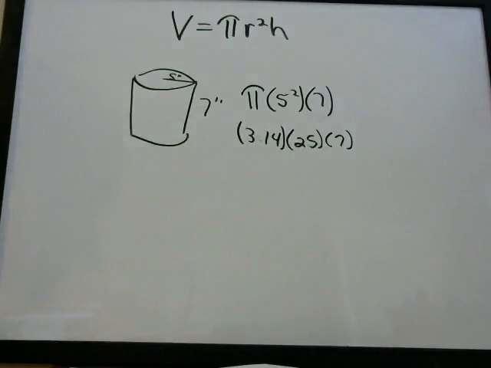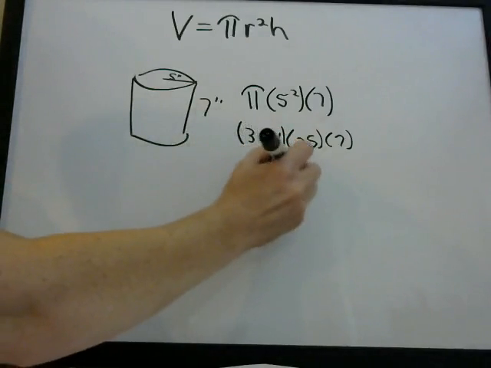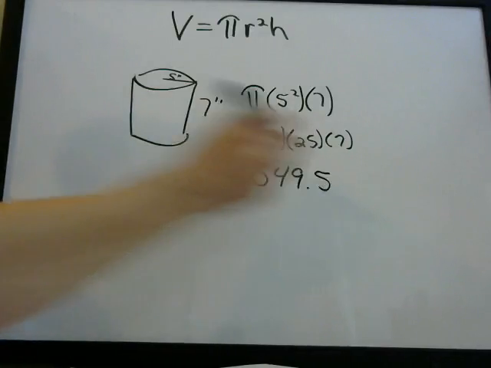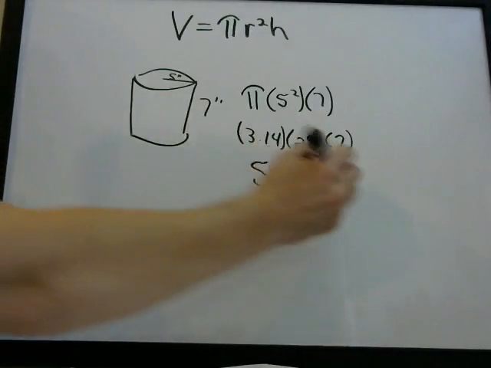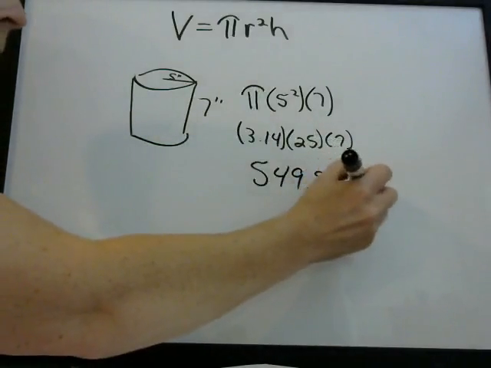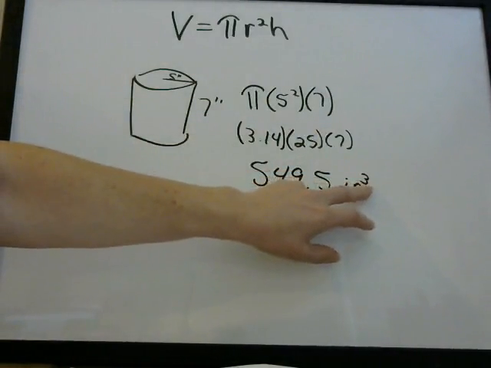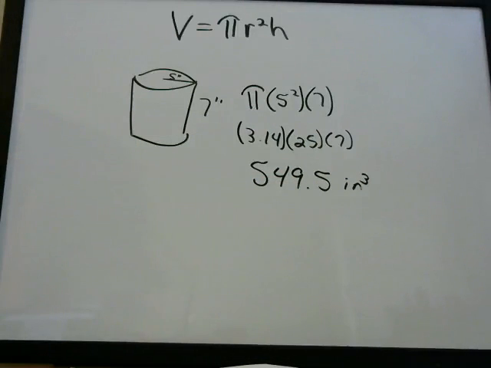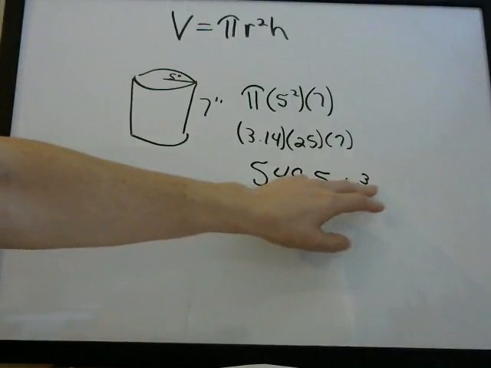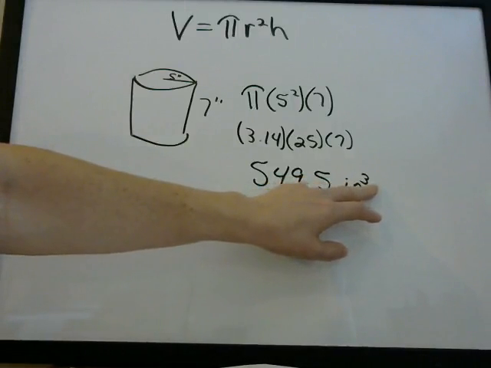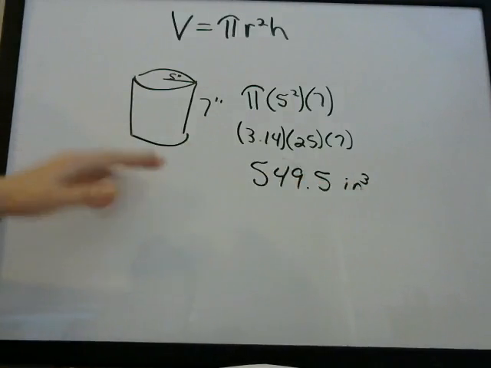You plug that into your calculator, and you get 549.5 inches cubed. So when you're dealing with volume, you're always dealing with cubic units. So that can also be a key to the problem. If there's a word problem, they talk about cubic, you know you're dealing with a volume problem. But also make sure you label it correctly, and we use a 3 for cubic. So that's a basic idea on how to do a problem like this.